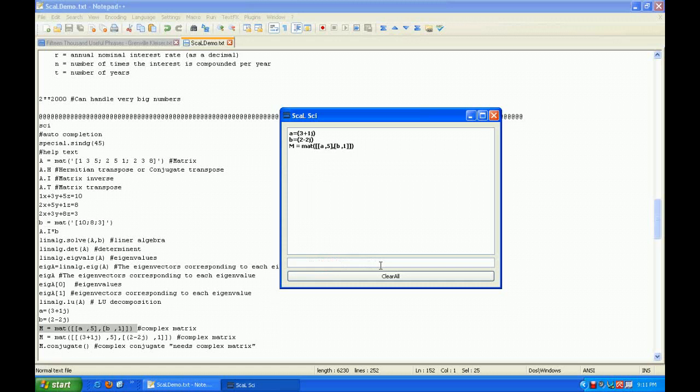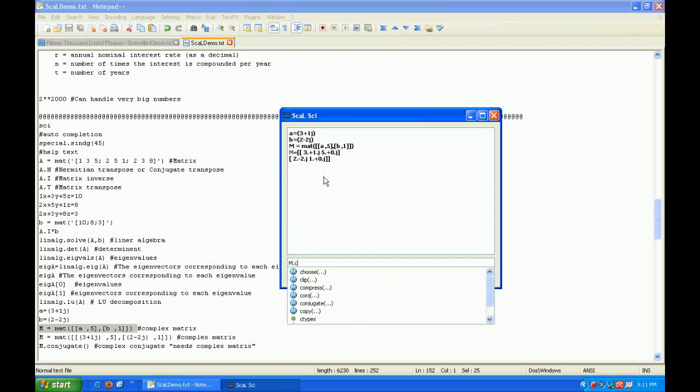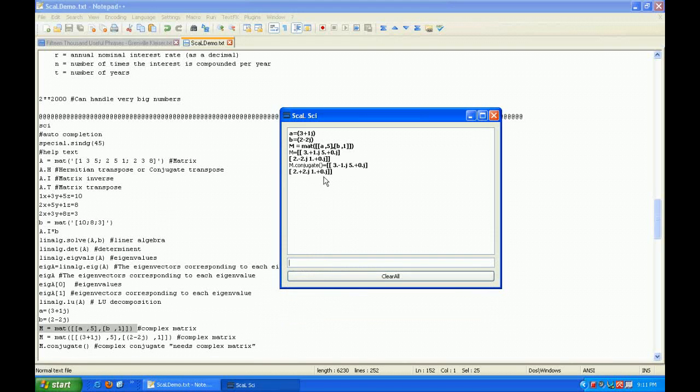We have a matrix, something like this. That's A. And what we can do with a complex matrix, apart from regular things like Hamilton transpose, LU decomposition, determinant, is we can also find the conjugate. So here is the conjugate matrix.